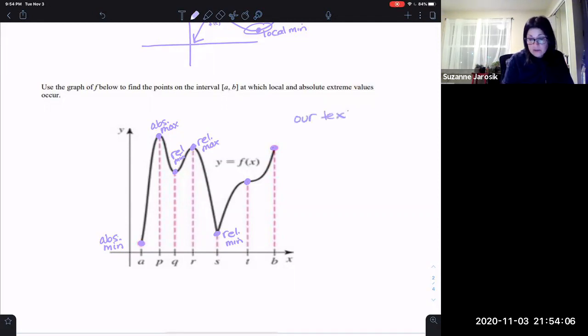Things like this don't come up on your AP exam purposely because you can argue pretty much anything you want. And some textbooks will take the stance that locals can be endpoints. Our text does not. Locals cannot be endpoints.